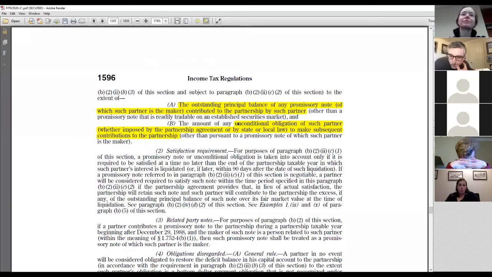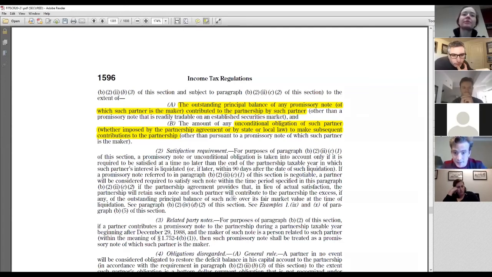This is the amount of any unconditional obligation of such partner, whether imposed by the partnership agreement. Here it's imposed by the partnership agreement to make subsequent contributions, other than pursuant to a promissory note. You don't get to count it twice. Promissory note goes here. Non-promissory note obligation to contribute is considered here.